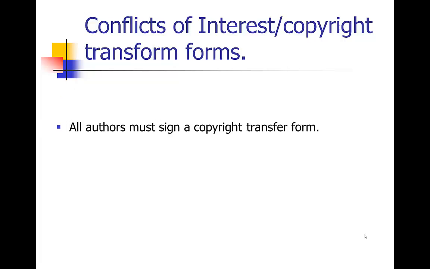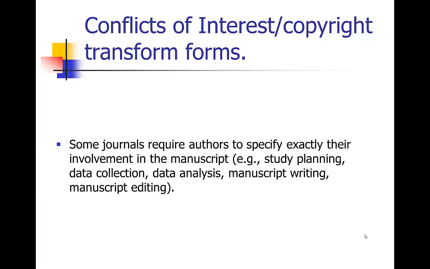All authors also usually have to sign some kind of copyright transfer form for the journal. So again, you need to leave time if you've got multiple authors on a paper to make sure you can get all those signatures. And some journals actually have forms that require the authors to specify exactly what their involvement was in the manuscript. These are really helpful because then it's really clear to people whether or not they should be an author on the paper. So they have to check off, did they participate in the study planning, the data collection, data analysis. So it's really good for the journals to feel comfortable, and sometimes the journals actually even publish this in the manuscript so that you know exactly who did what in the paper.